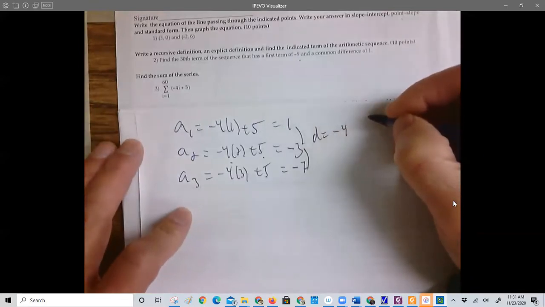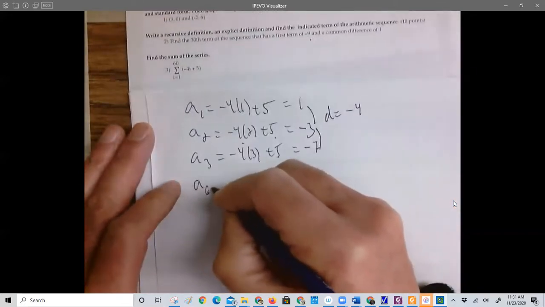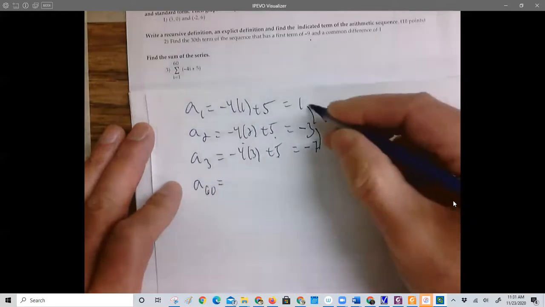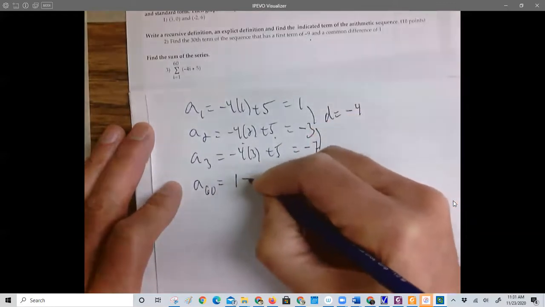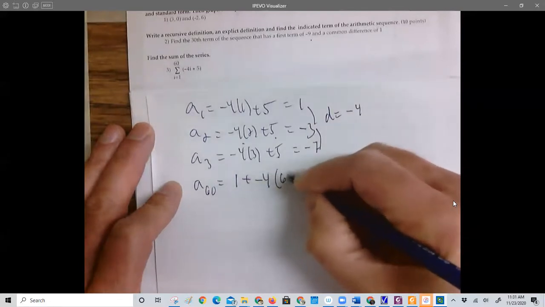So they want me to find the sum of the first 60 terms. So what's a sub 60? Well, I know the first term is 1 plus the common difference of -4. I guess I could have written minus times 60 minus 1.